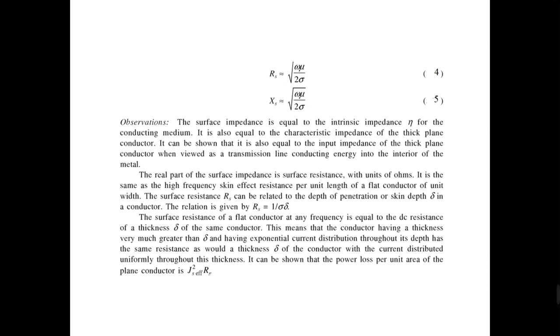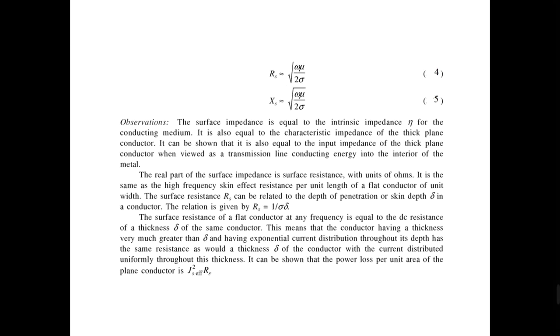Xs is equal to root of omega mu by sigma, 2 into sigma. Okay, so it is observed that the surface impedance is equal to the intrinsic impedance for the conducting medium. For a conducting medium, the intrinsic impedance is equal to root of omega mu by sigma. So the surface impedance is equal to the intrinsic impedance for the conducting medium, and it is also equal to the characteristic impedance of the thick plane conductor.